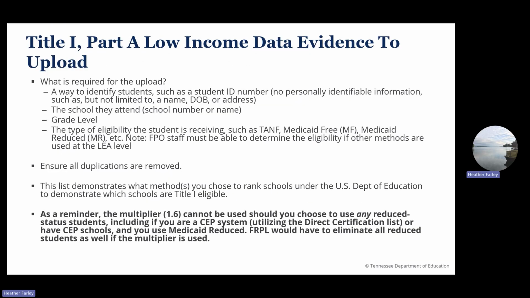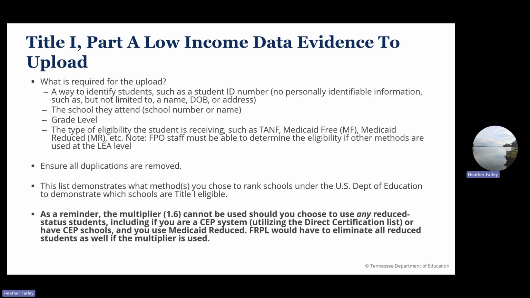First, let's talk about the low income data evidence that you will need to upload, where you work with your school nutrition department. We need a way to identify students, such as a student ID number through your student information system, or maybe there's a different student ID number with the school nutrition. However, we do not want any personally identifiable information. All of that needs to be removed. The school they attend, that can be a school number or name, the grade level of the student, and of course the type of eligibility, such as TANF, Medicaid free, and Medicaid reduced.